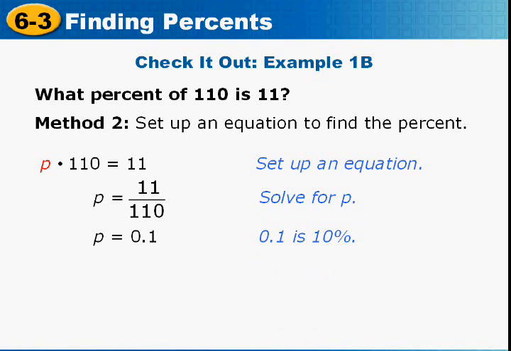When we divide, P equals 1/10, and when you move the decimal 2 places right, you get 10%. So 11 is 10% of 110.